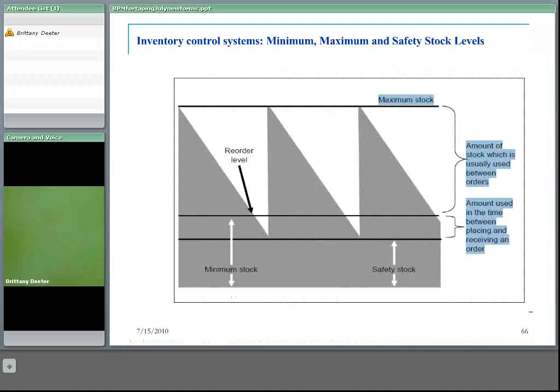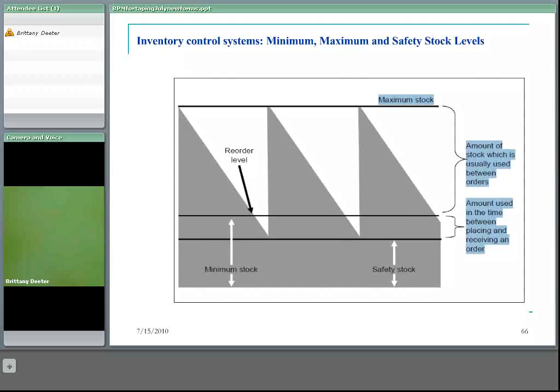The minimum stock level is the level below which stocks should never drop. So vaccine stocks should never drop without having placed an order. It's the amount of stock you will use in the time between placing and receiving an order, plus the reserve or safety stock that's kept for emergencies and unanticipated demand or delivery delays.